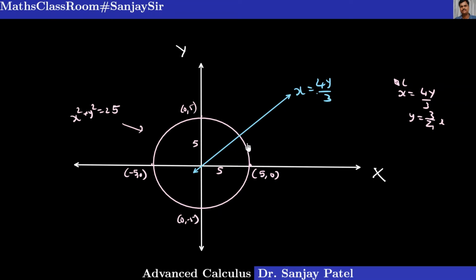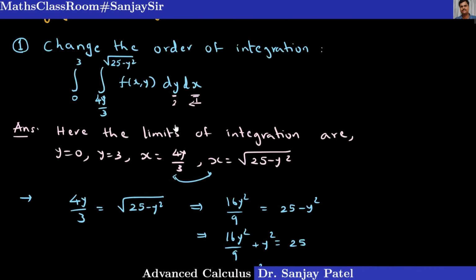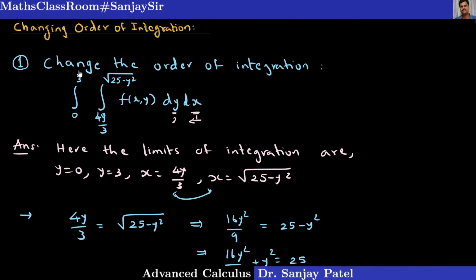and our region of integration is the area enclosed between the curve x is equal to 4y by 3, the curve which is this, and it is given by x is equal to square root of 25 minus y square, or x square plus y square is equal to 25, and the two lines which are given by y is equal to 0. Let me show you the other limits. y is equal to 0 to 3.